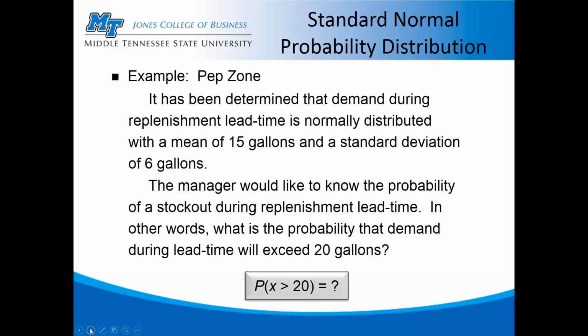20 is above the mean, but what's the proportion of time, or what's the likelihood, that that 20 gallons is not going to be enough, that the demand is going to exceed the 20 they have in stock when they reorder?